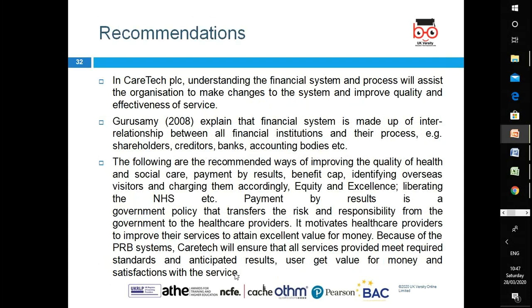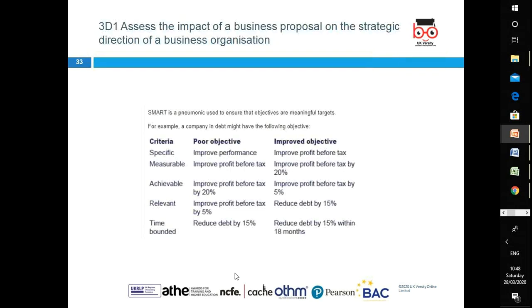Yes, we can draw the recommendation like I quoted, CareTech PLC, understand the financial system. If not, we need to look around equity and debt management. We need a good system in place. We manage the value for money and satisfaction with the service if we are a healthcare organization. Any question? No. Okay.